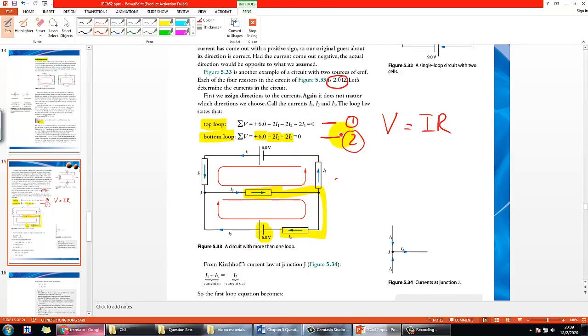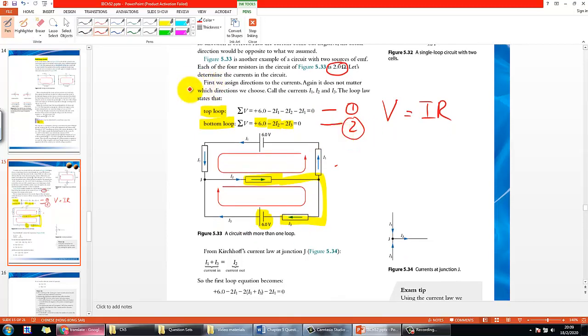And if you look at these two equations, can you see how many unknowns there are? Let's count. We have I1, I2, and I3, so 3 different unknowns. And as you all know, no matter how average your maths is, you know that using 2 equations cannot solve 3 unknowns.